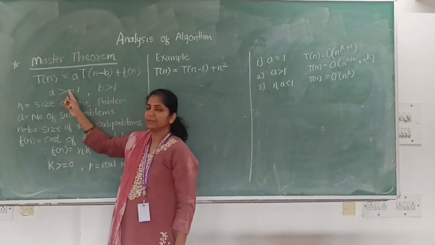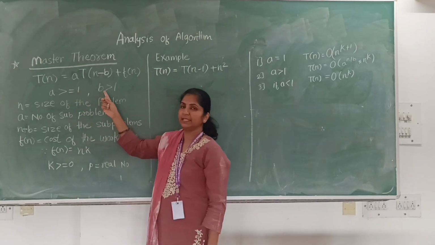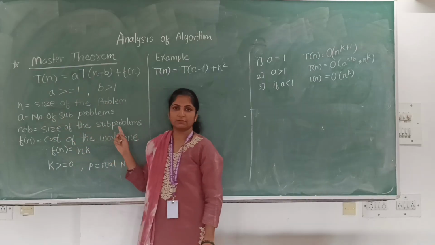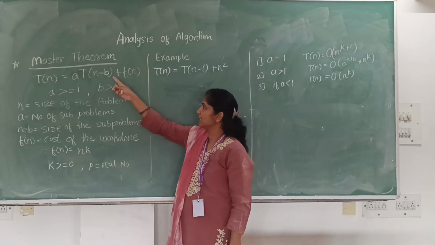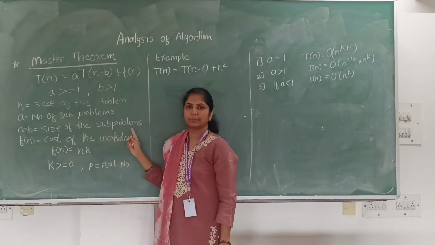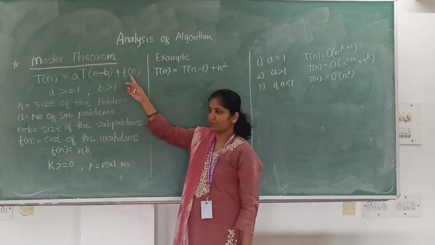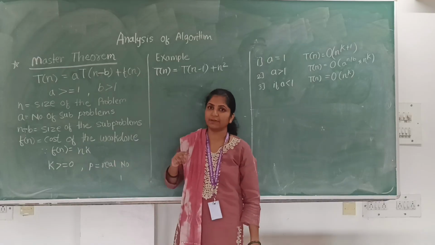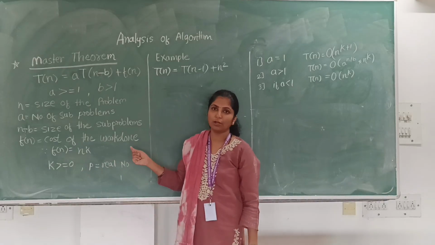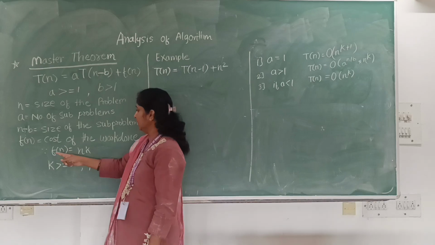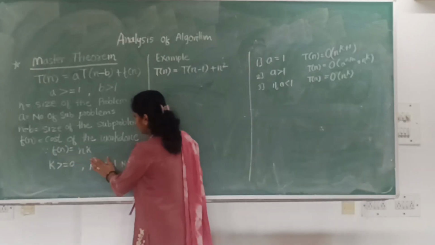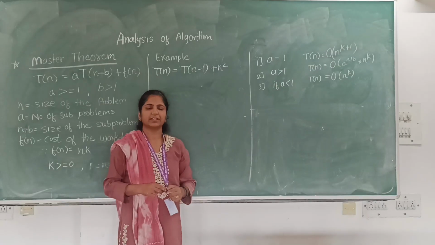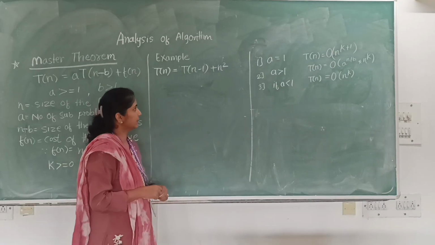The value of a should be greater than or equal to 1, b greater than 0. N is the size of the problem, a is the number of sub-problems, n minus b means the size of the sub-problem, and f of n is equal to n^k. In the previous dividing function it was n^k log^p n, but here f of n is equal to n^k. Now we will see the cases to solve the master theorem.